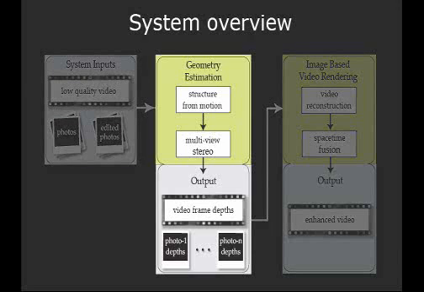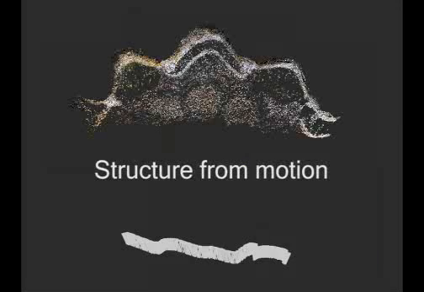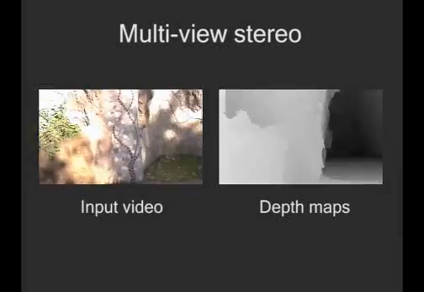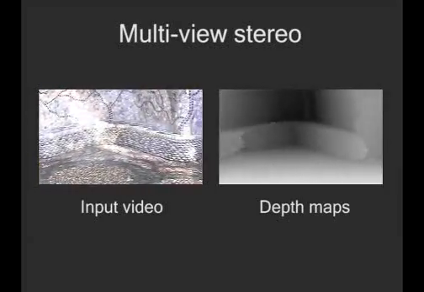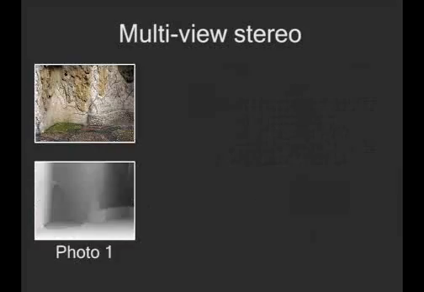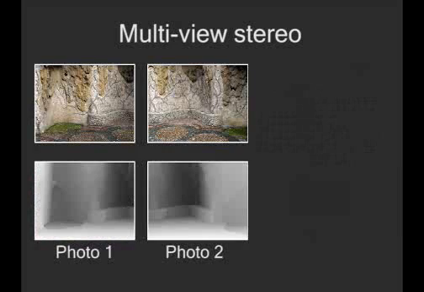The scene geometry is estimated using structure from motion to recover a sparse 3D point cloud of the scene, and the relative poses of the video frames and still photographs. We then use a novel multi-view stereo technique to estimate the view-dependent depth maps for each video frame. Depths are also computed for each of the still photographs.